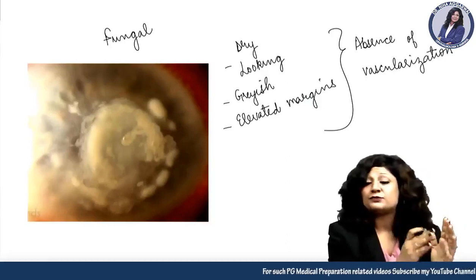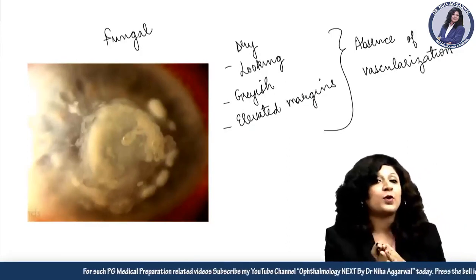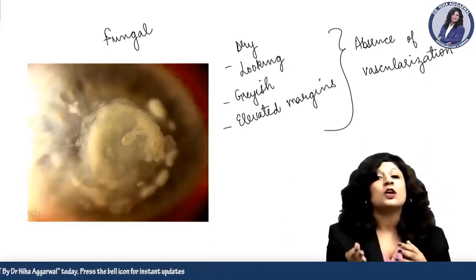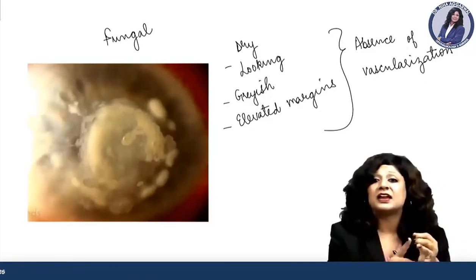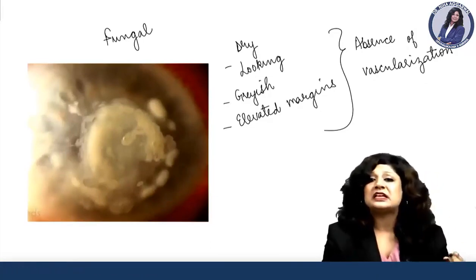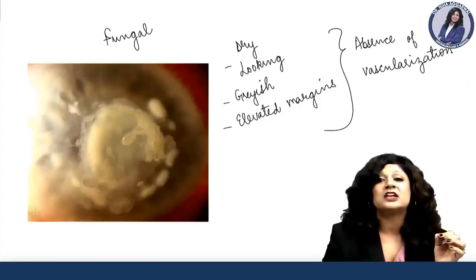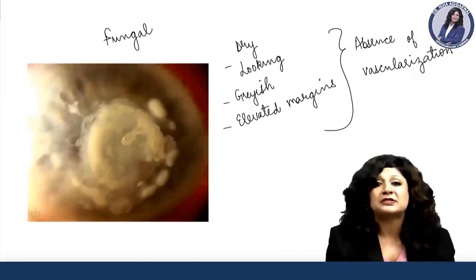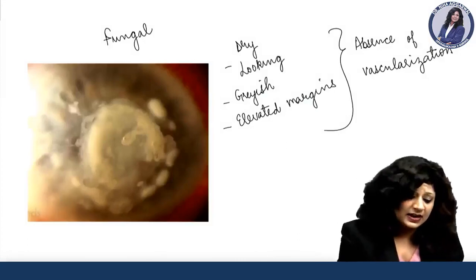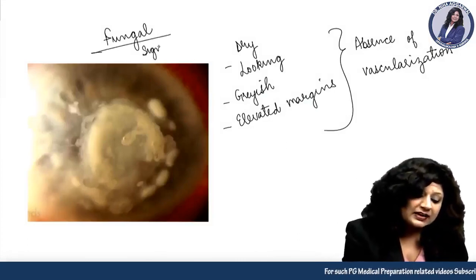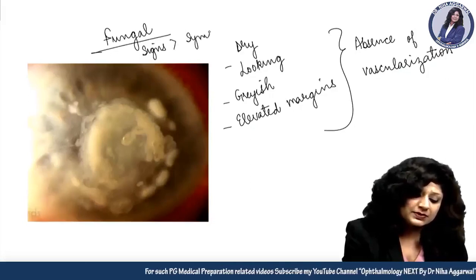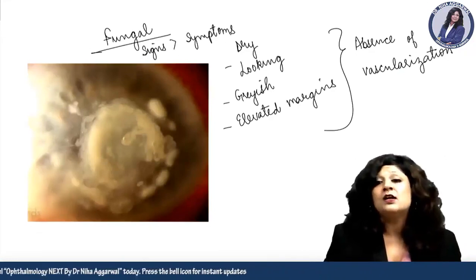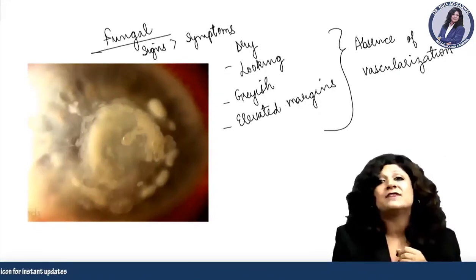Now, while pain, photophobia, and congestion are all important features of the bacterial corneal ulcer, they were taking place due to vascularization. On the other hand, dry looking, grayish in color, elevated margins are features of the fungal corneal ulcers where you do not have vascularization. Vascularization is conspicuously absent there, and that is why we always say that in fungal corneal ulcer, signs are always more than the symptoms, because for symptoms you require vascularization.